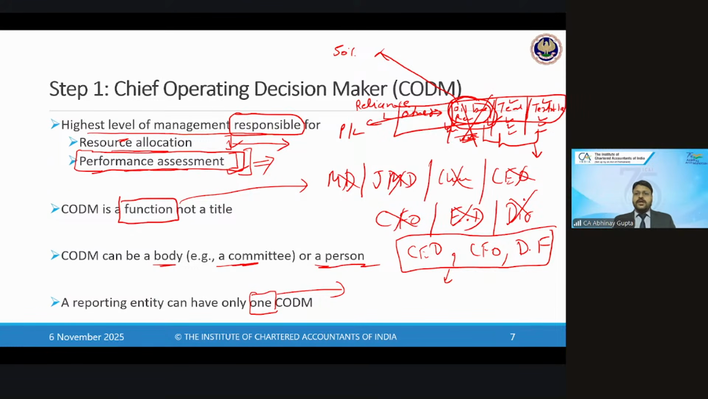Because this Ind AS says whatever operating segments are being analyzed by the management regularly for their performance, which are on the radar of the management or the CODM, right? And among those, all segments meeting the 10% condition criteria are reportable. Is that clear? Yes, sir.